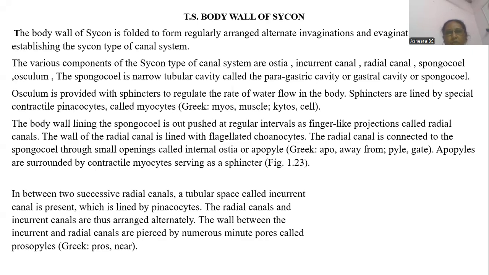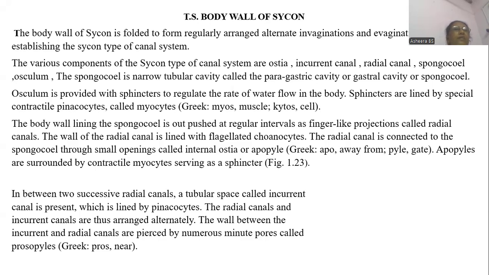Okay. So here, how the water will enter: the water will enter through the dermal ostia. Then from the dermal ostia, it will move into the incurrent canal. From the incurrent canal, it will move into the radial canal through the prosopyle, and from the radial canal it will move into the spongocoel through the apopyle, and from the spongocoel, which is a body cavity, the water will move out through the osculum. Okay, so that is the way water flows in the canal system of Sycon.